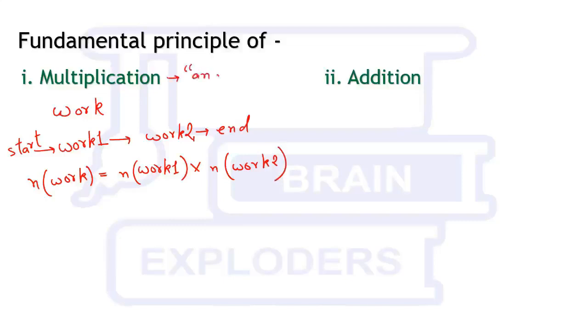Moreover, multiplication is associated with the word and. So you will usually find this word and in the problems where multiplication is to be used. We will take an example and it will become clear. Similarly, addition is associated with the word or. If we have to do a work in which we have two possibilities, either we do work 1 or we do work 2.